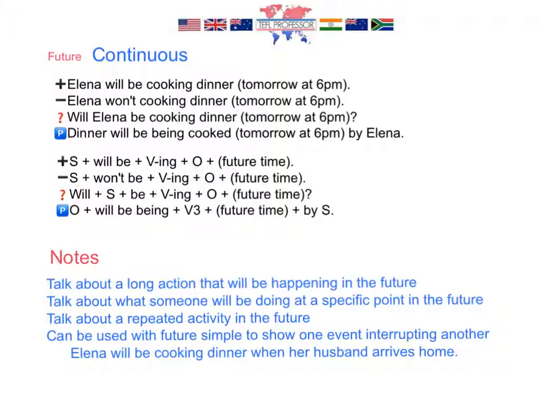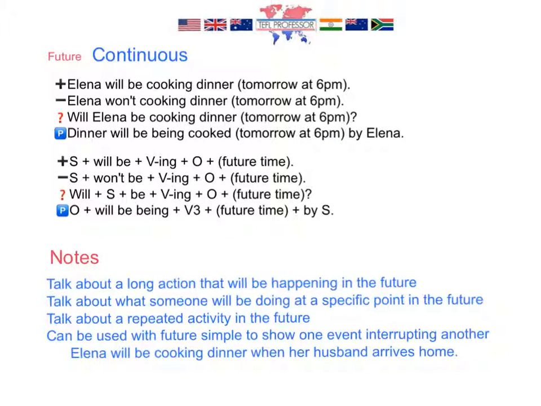So we have the subject, will be, plus the ing, the gerund form, plus the object. And again, the future time reference is usually included so that we have a reference as to when this is actually going to be taking place. Elena won't be cooking dinner tomorrow at 6 p.m. Will Elena be cooking dinner tomorrow at 6 p.m.? Dinner will be being cooked tomorrow at 6 p.m. by Elena.